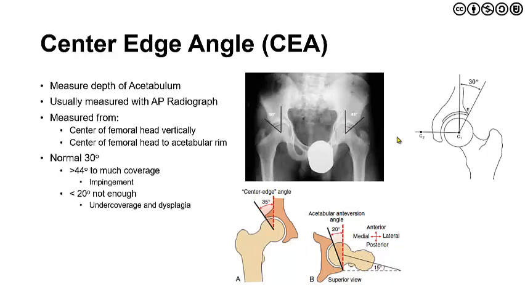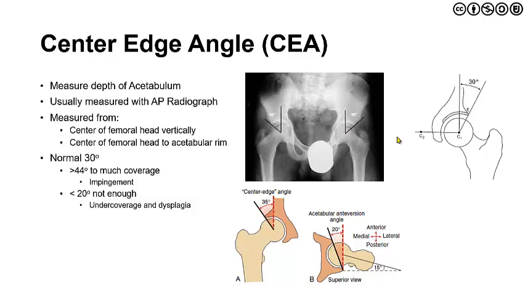Center edge angle is a topic that is commonly used when we are looking at radiography. It is measured from the center of the femoral head vertically and then from the center of the femoral head to the acetabular rim. And what this tells us, going back to our discussion earlier on morphology and how the acetabulum forms, remember it fuses by approximately 8 years of age, and I noted you can have more of a lateral orientation, more anterior, more inferior orientation. Well, this would be one of the areas that this matters.